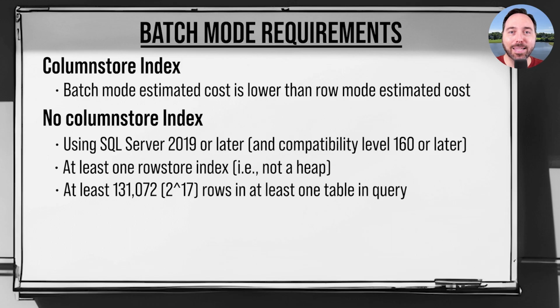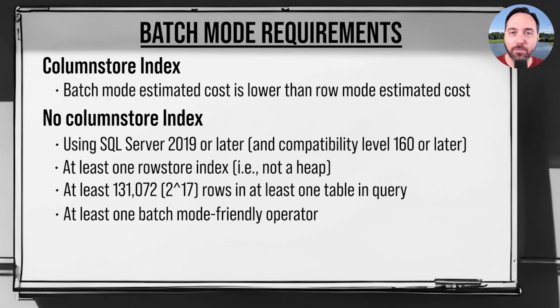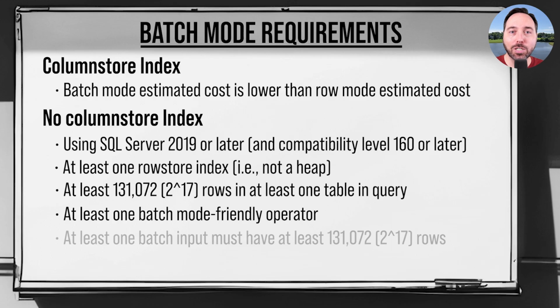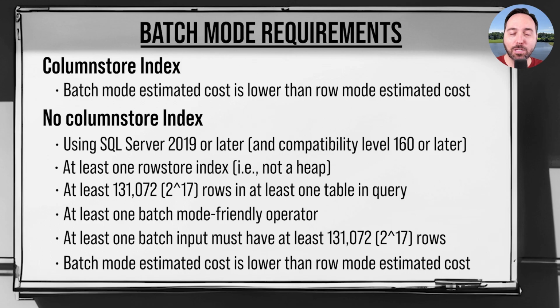Third, you must have at least one operator that benefits from batch mode. Not all operators benefit from batch mode, after all. Fourth, at least one input of a batch must have at least 2 to the 17th rows. Now, this may sound like repetition of the second line, but it's really not. If you have a table with 10 million rows, you have satisfied that second criterion. But if you have an extra selective filter that the optimizer believes will return a single row, batch mode will not trigger. Finally, the expected cost for batch mode must be lower than the expected cost for row mode. If you meet all 5 of these criteria, then your query can go into batch mode.